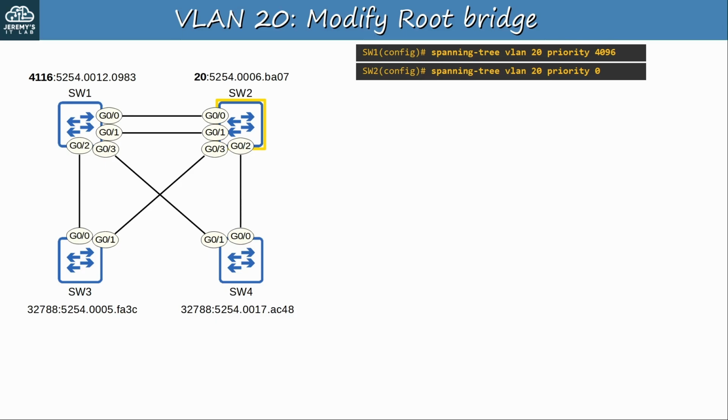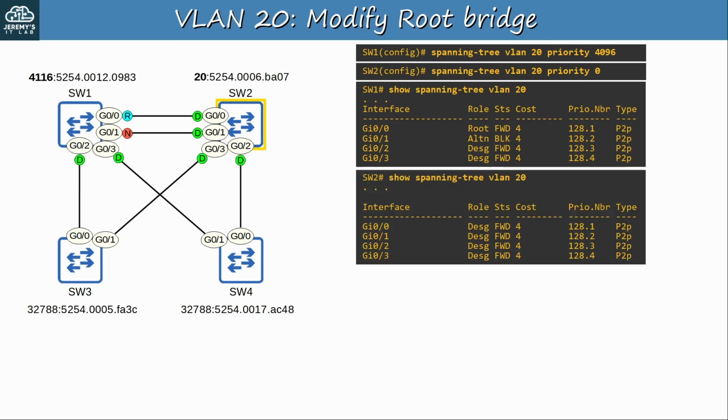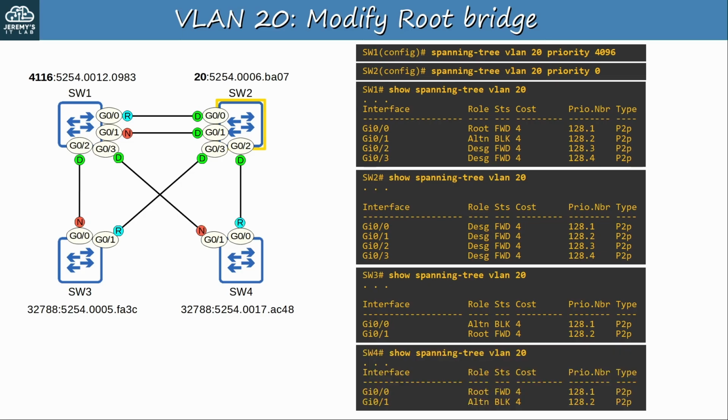Let's check it out. Here's switch 1, not the root bridge this time. The root for VLAN 20 is switch 2 instead, with all designated ports. And here are switch 3 and switch 4. And the final loop-free topology. Once again, pause the video if you want to examine the topology.